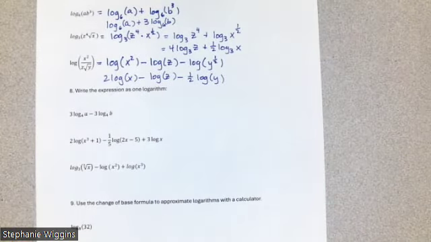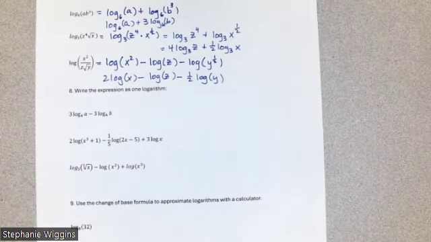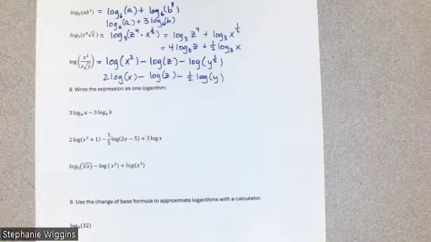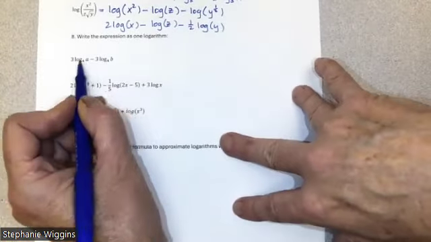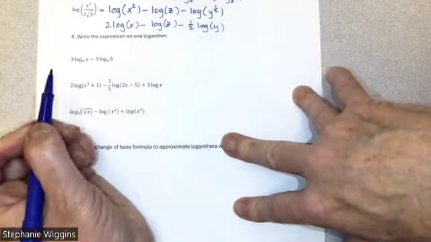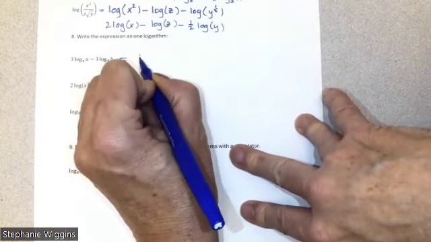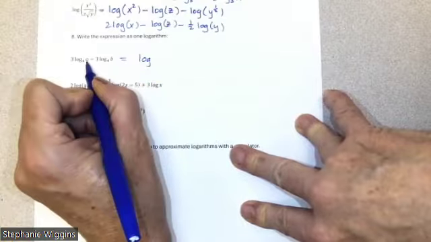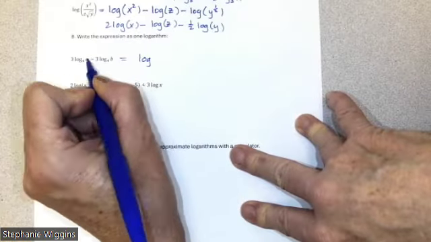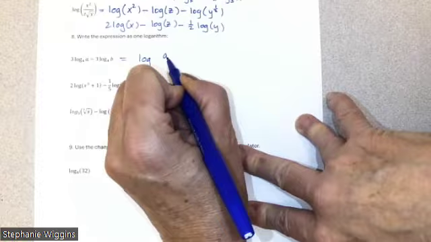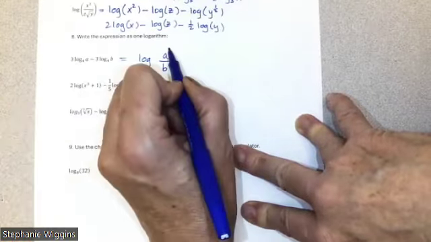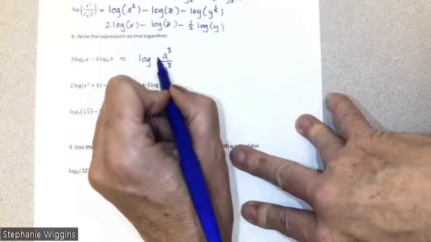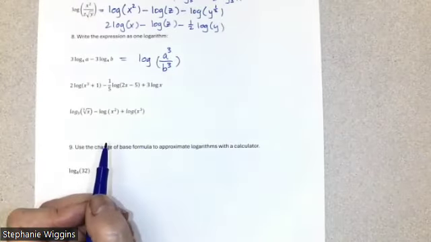And now in number 8, we're just going to do the reverse. We're going to condense them or write them as a single logarithm. So here we have 3 log 4a minus 3 log 4b. To write that as a single logarithm, we're having a. Now look, this minus means it's a fraction, so it's going to be a over b. And these are your exponents, so it's going to be cubed here and cubed here. Okay.